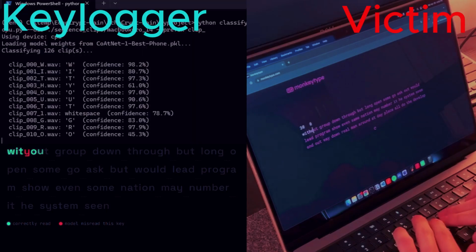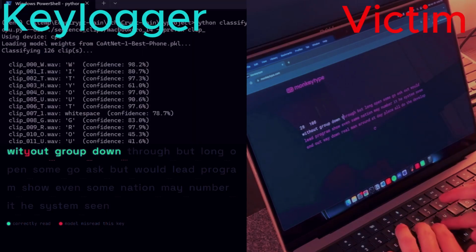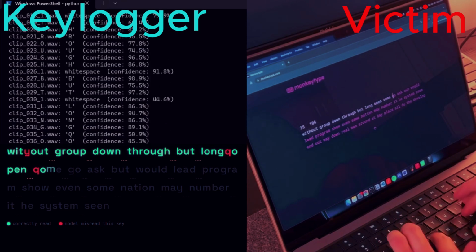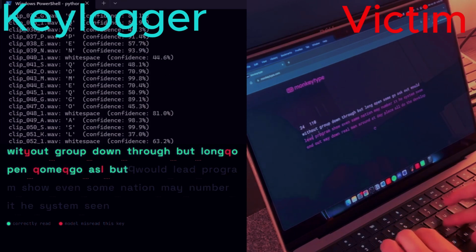I ran the keylogger, and it turns out my model made the exact same mistake it made in the first video where it confused the spacebar for the letter Q. This is actually a really good sign because it seems like it's being consistent.